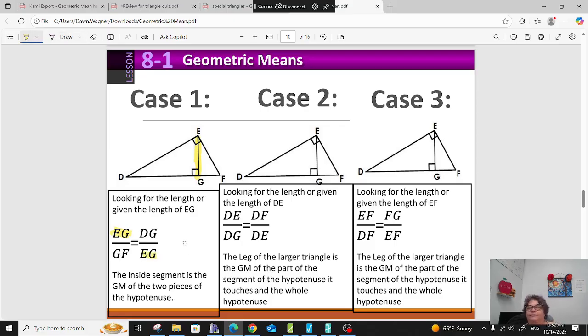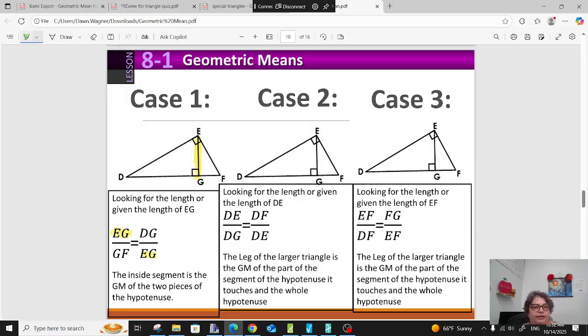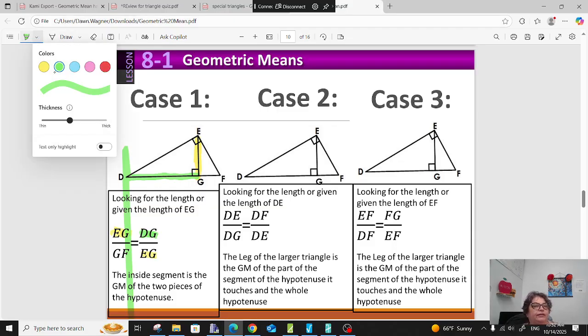Okay. Now, I'm going to use a different color for DG. DG is from here to here. I don't know why it's doing that. I apologize. But then this is DG. Okay, now I'm going to use a different color for GF.